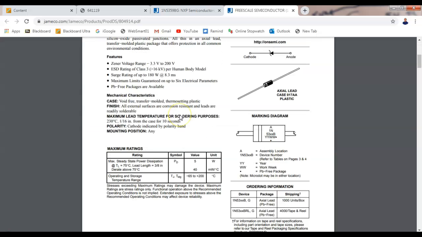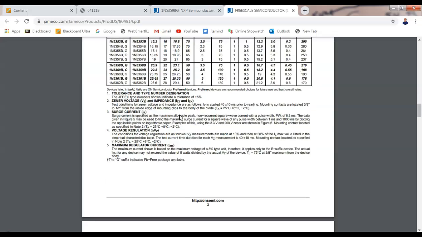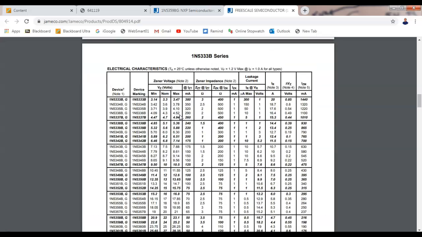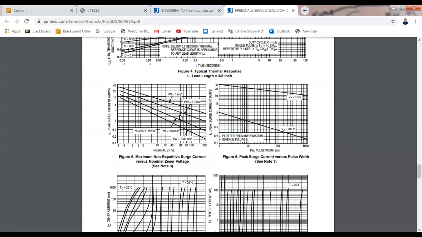So Jemeco is a real good site. We like it because it's got almost every part that we use, and almost all the data sheets on your website came from Jemeco.